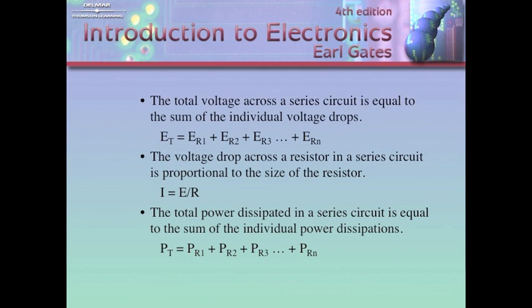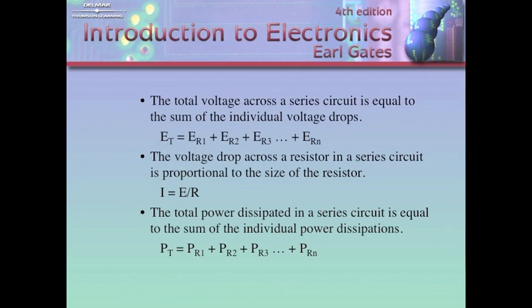And also we know that I is equal to E over R, so that when resistance increases, current's going to decrease. And when resistance decreases, current will increase. That is an inverse proportional relationship between resistance and current in a circuit.